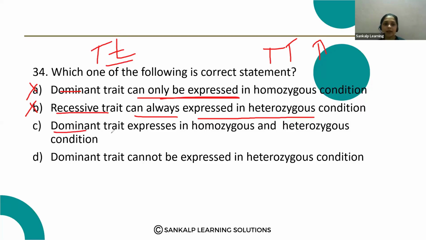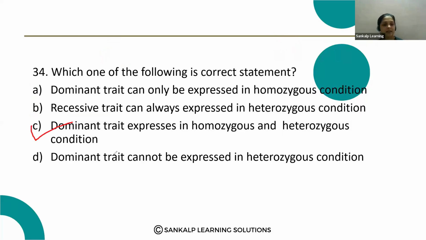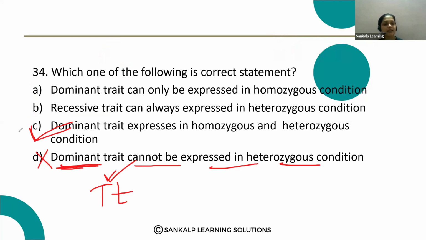Option C, dominant trait expressed in homozygous and heterozygous condition. Yes, dominant trait is expressed in homozygous and heterozygous condition. Option C is the correct answer. See the option D, dominant trait cannot be expressed in heterozygous condition. Just take the example heterozygous condition Tt. In this case, tallness is expressed, capital T is expressed. So in heterozygous condition, dominant trait is expressed. So option D is also a wrong answer. Correct answer is option C.